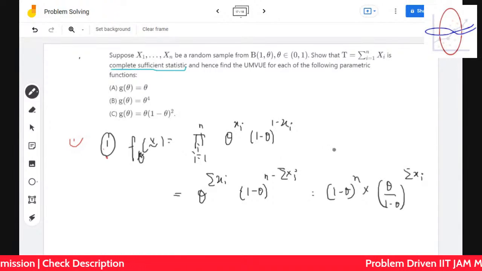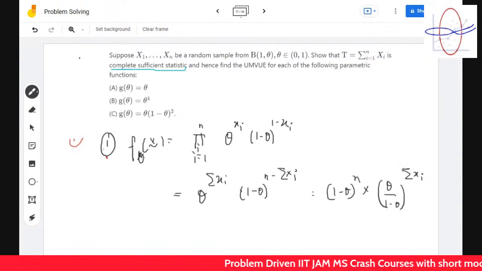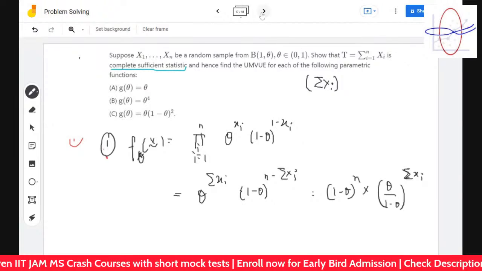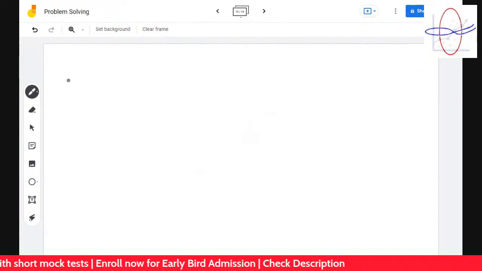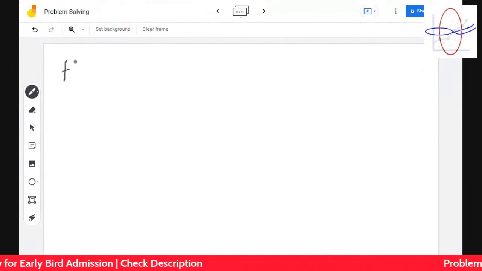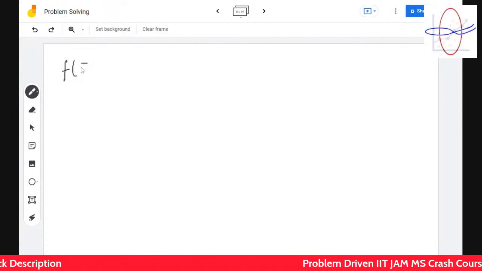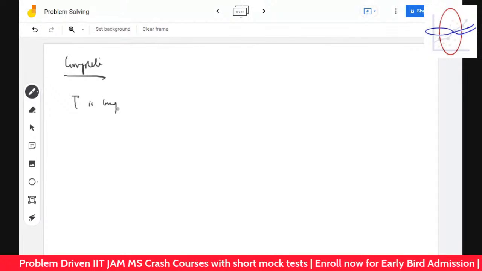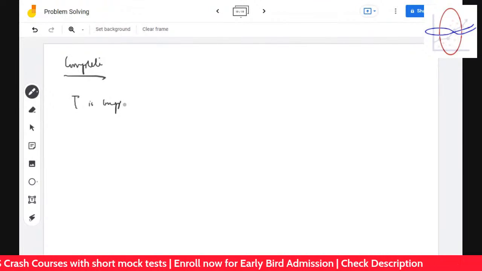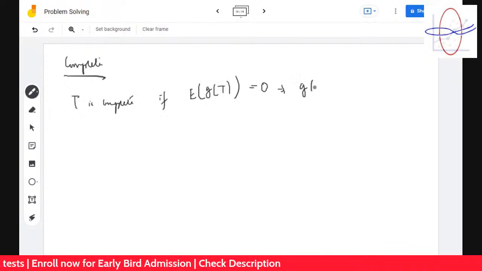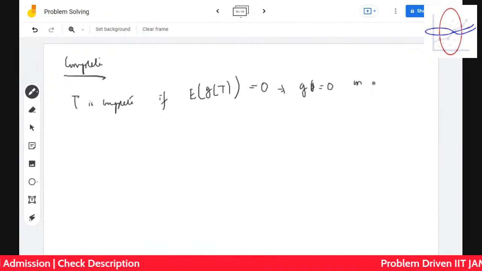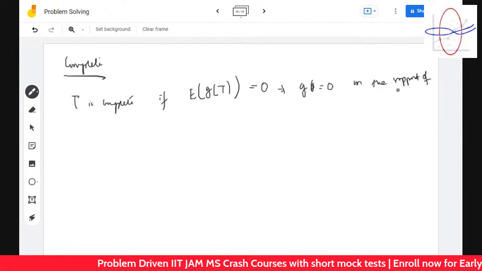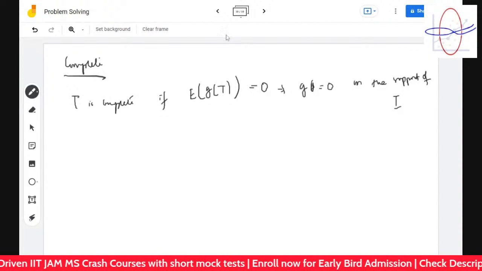Therefore, you can easily understand that summation xi is sufficient. Let's prove it's complete from first principles. You can always do it from the exponential family, but let's do it from first principles. What does completeness mean? Completeness means that T is complete if expectation of g of T is 0 implies g is equal to 0 on the support of T, that is, with probability 1.